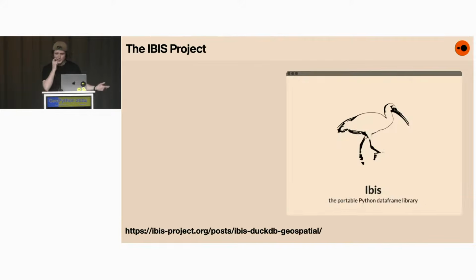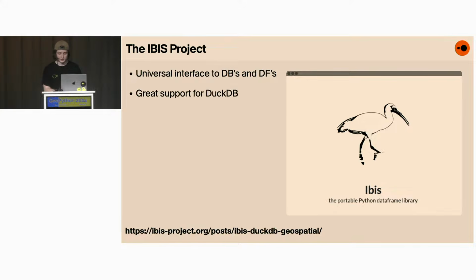Also, if you've heard of Ibis, it's actually a project out of Voltron Labs. It's kind of this universal interface to databases and data frames. It has great support for DuckDB in general, but Nati Clementi has also been adding support for DuckDB Spatial's geospatial expressions here. So if you weren't too impressed with the Python relational API and you want something more data framey, then give Ibis a shot. Yeah, and they also expose DuckDB Spatial's GDAL integration, which is pretty nice.